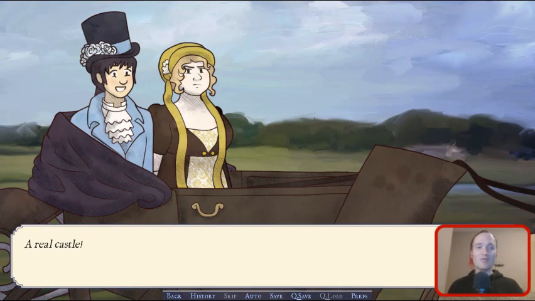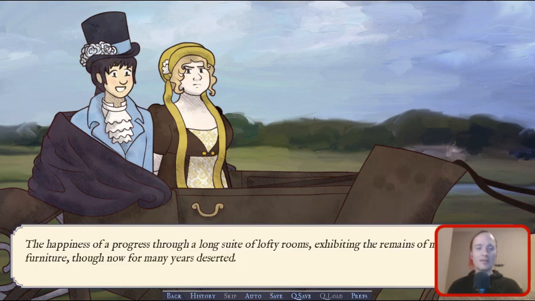A real castle. We're just pumped. I hope we annoy the shit out of Jane. I hope she is so mad that we're so excited about this castle. We're just talking about architecture the entire time.